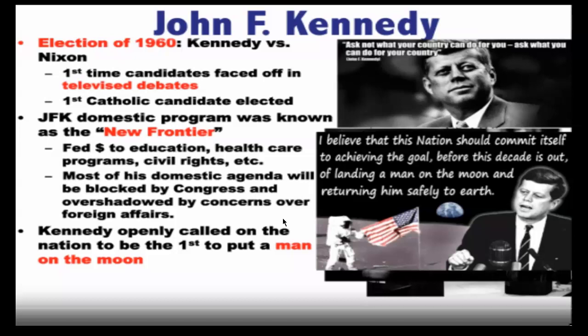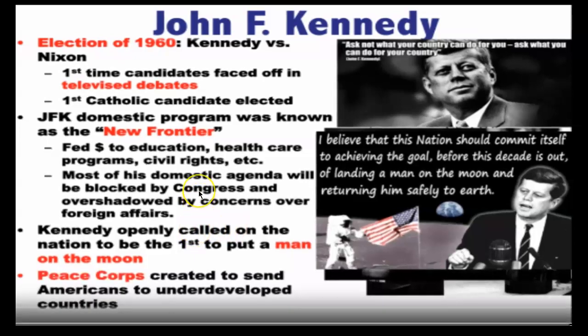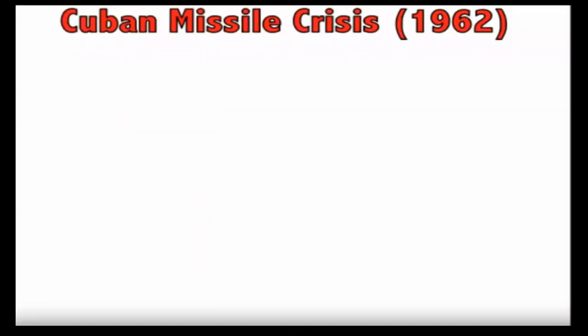So Kennedy is the president who had to deal with Castro being in power, and eventually the Bay of Pigs invasion, but also the Cuban Missile Crisis as well, which we'll get to momentarily. Kennedy also openly called for putting man on the moon as early as 1960 and 61, which of course we would do by 1969. And in the spirit of the Cold War, the Peace Corps was developed to send Americans to underdeveloped countries around the world, namely Asia, Africa, and Central America.